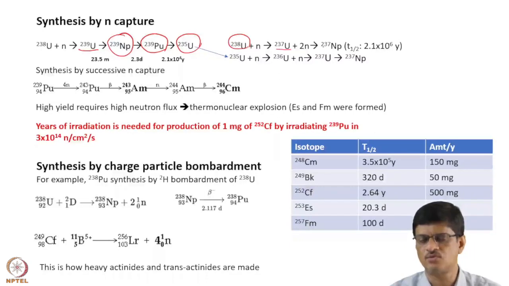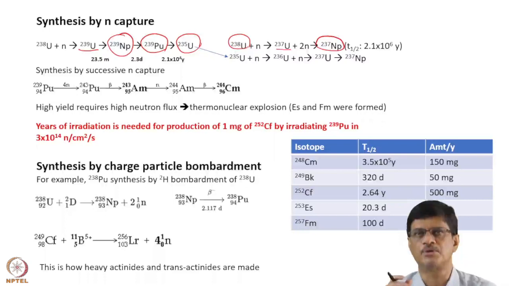by beta decay to neptunium-237. Neptunium-237 is very, very important because it has a very long half-life, and once it is produced in the reactor, it goes mostly to the waste as a minor actinide. It has a very significant repercussion in radioactive waste management because of the very long half-life of 2.1 × 10^6 years.